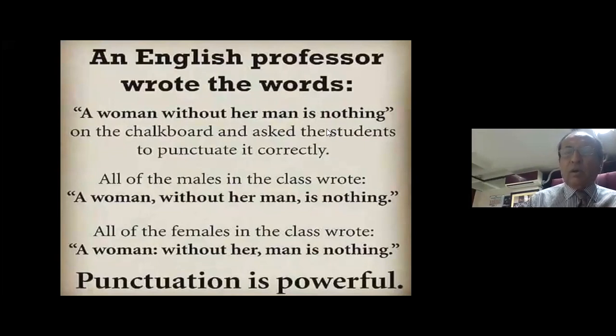nothing. The audience were men as well as women, so he told them to put punctuation. Almost all of the males in the class wrote, "A woman, comma, without her man is nothing," meaning a woman without man is nothing. So it is a very biased statement because they were male by gender. They punctuated in their favor. Most of the women wrote like this: "A woman, colon. Without her, man is nothing." Now you see this is in favor of the female gender.